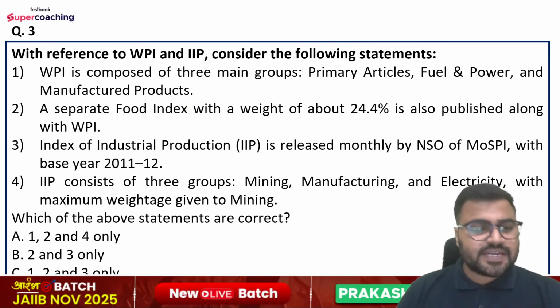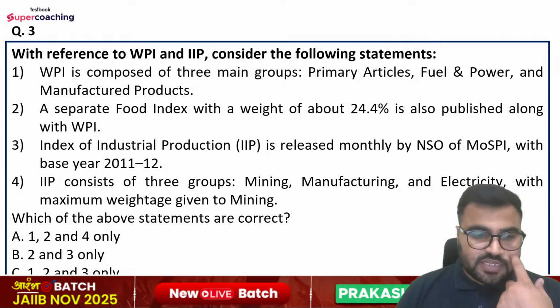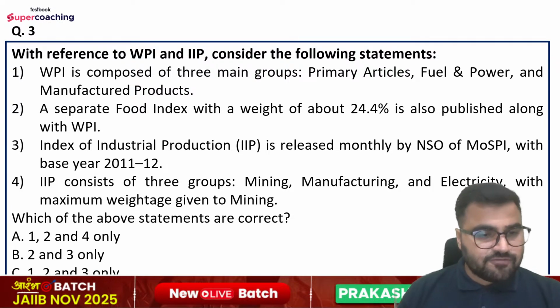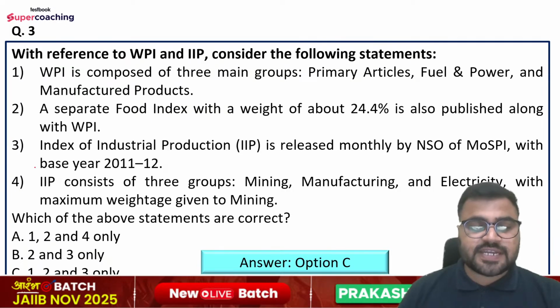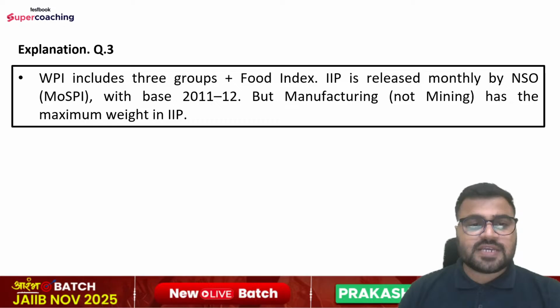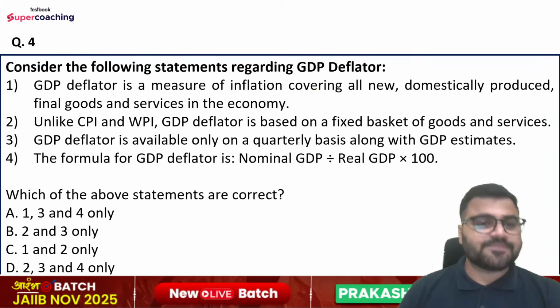Options are first, second and fourth only, second and third only, first, second and third only, or first, third and fourth only. Yes, do let me know what is the right answer, guys. Right answer is option number C here, that is first, second and third only. Fourth statement is incorrect here, right? Because the highest weightage is given to the manufacturing, not the mining.